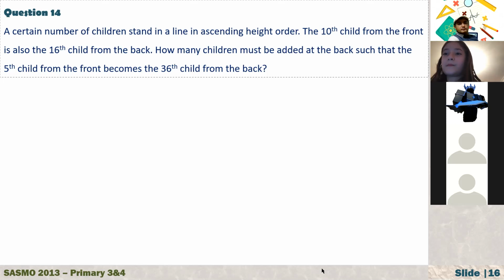The 10th child from the front is also the 16th child from the back. How many children must be added at the back such that the 5th child from the front becomes the 36th child from the back?